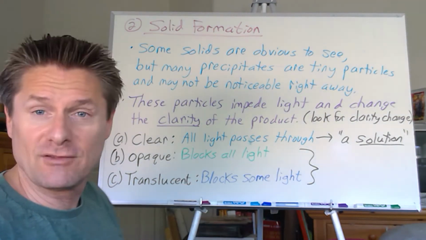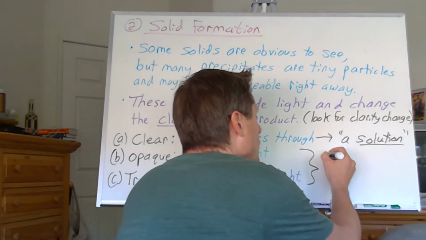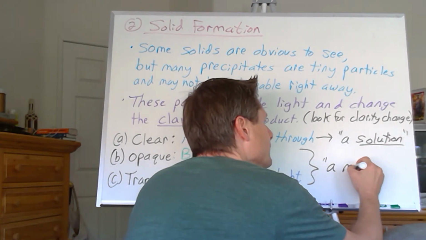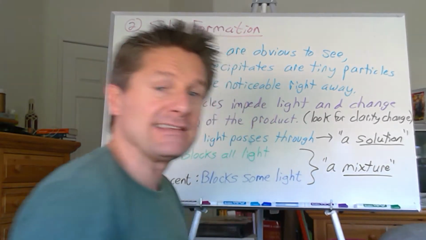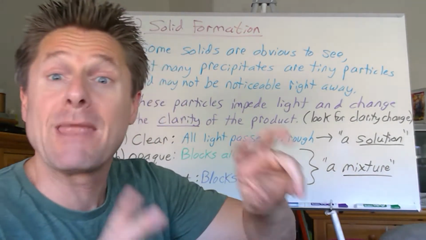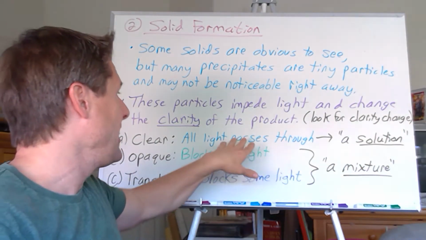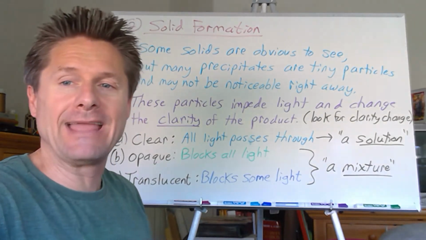If you see anything that blocks light completely or partially, so if you form a product that's opaque or translucent, that's not the same throughout. So that's a heterogeneous mixture. So we'll call these just a mixture, right? At least in my classroom, if your product is opaque or translucent, we're going to just call that a mixture. That'll be our noun. And if it's clear, we'll call it a solution. Got it good? Let's move on to gas formation.